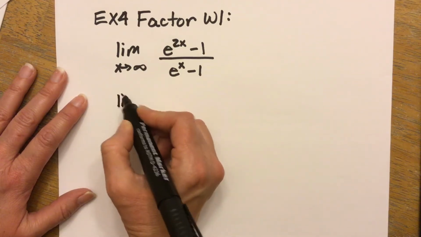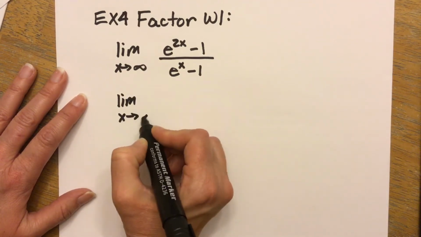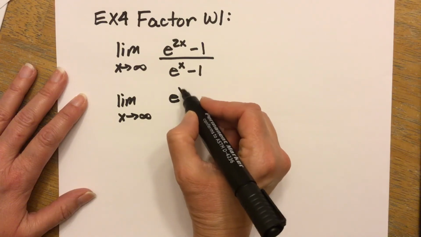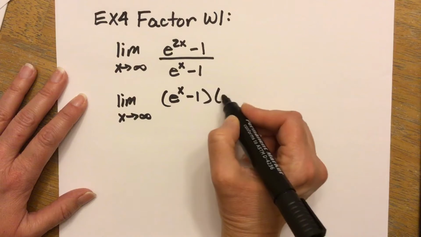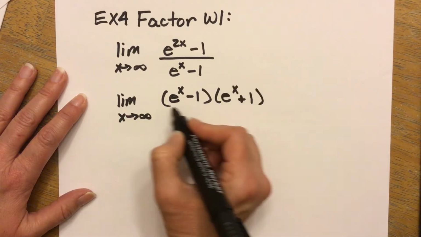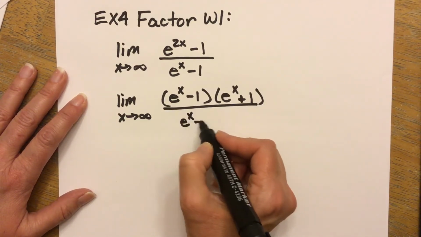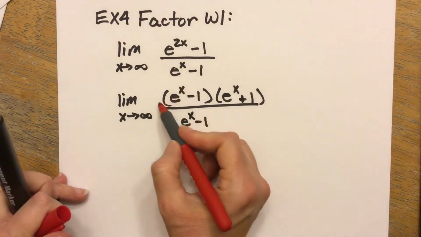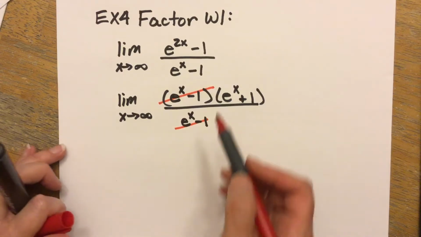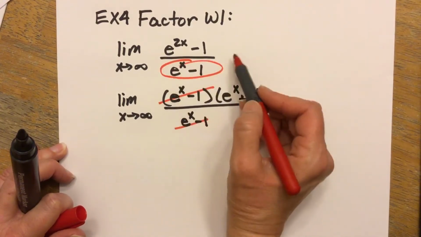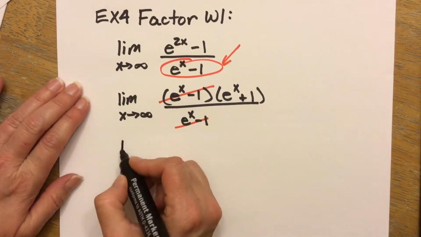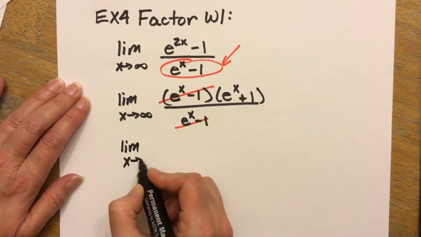So let's factor this. The limit as x approaches infinity. Difference of squares on top, e to the x minus 1, e to the x plus 1. On the bottom, e to the x minus 1. We're able to cancel one of the factors on the top and one on the bottom. The reason we want to be able to cancel that out is so that we get the indeterminate form to disappear. We now have our nicest form of the limit.